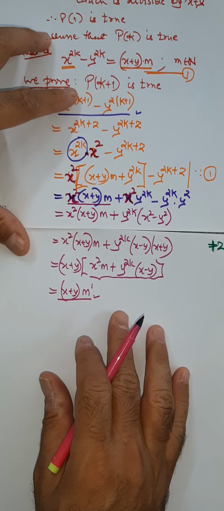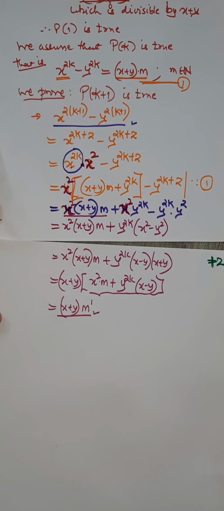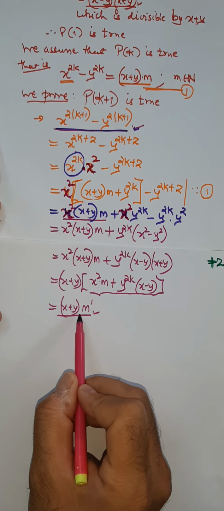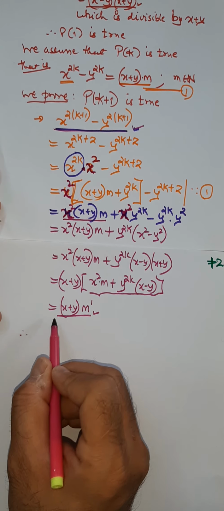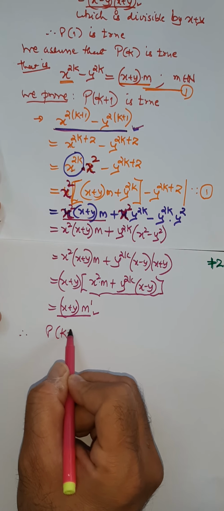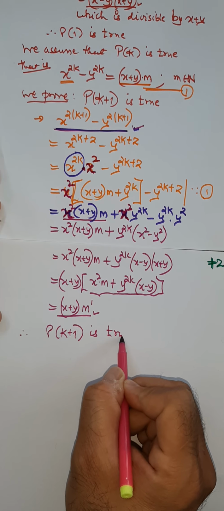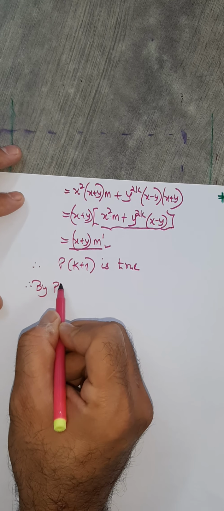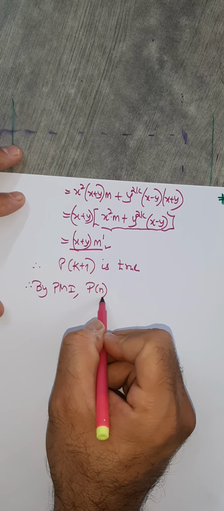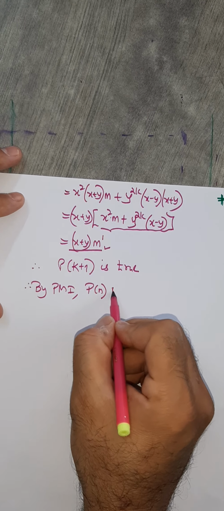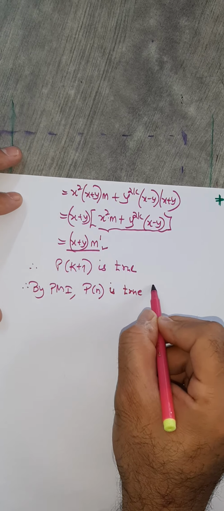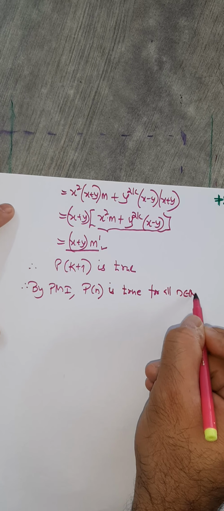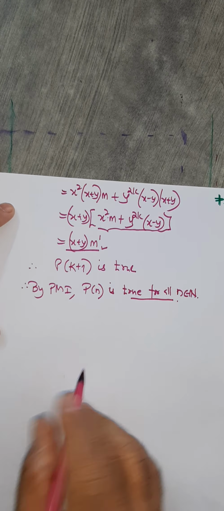And therefore, if you just look at it beginning here, you had started with n equals k plus 1, and you have shown that it is x plus y into m dash. So therefore you can say that P of k plus 1 is true, and therefore finally by PMI you can say that P of n is true for all n belongs to N. The statement is true for all natural numbers. This is always true.